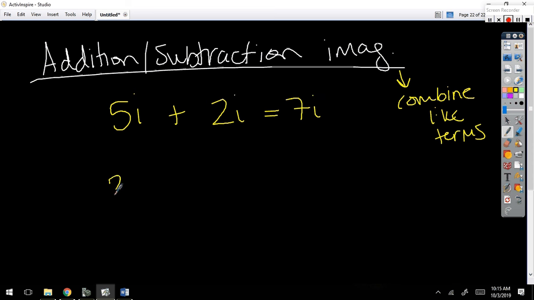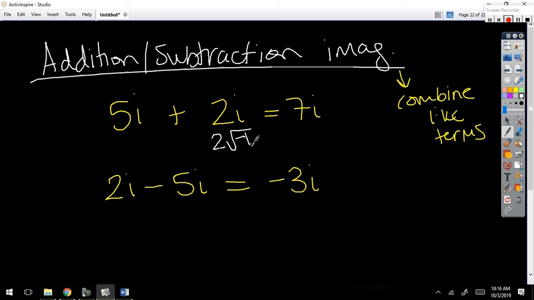Okay, so what if it's 2i minus 5i? Sure, it can. So this will be negative 3i. You're literally just combining the coefficients in front when you add or subtract. It would be like 2 times the square root of negative 1.